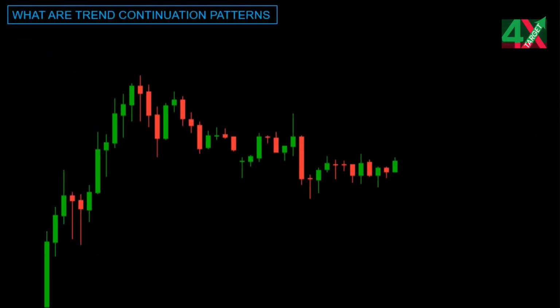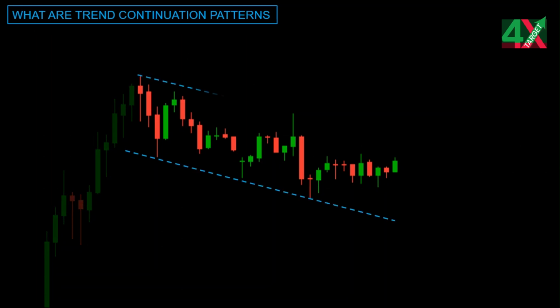Trend continuation patterns are price structures that indicate the current market trend is likely to resume after a brief period of consolidation or pause. These patterns reflect moments when traders temporarily take profits or when the market takes a breather, but without enough strength to reverse the existing trend.